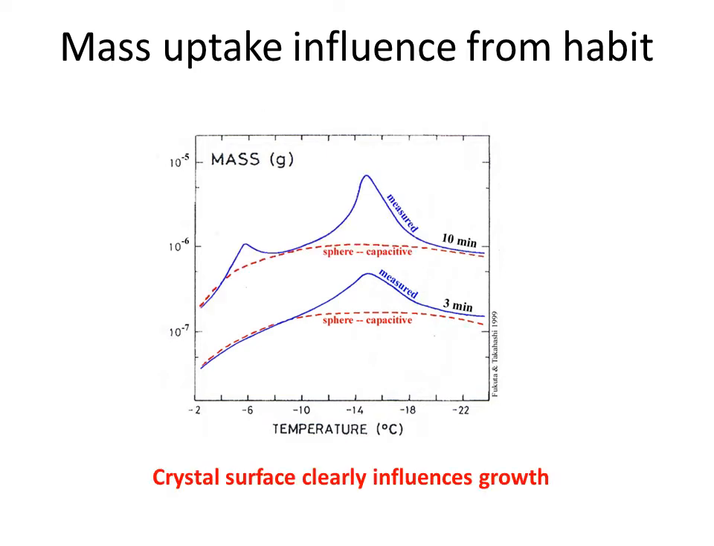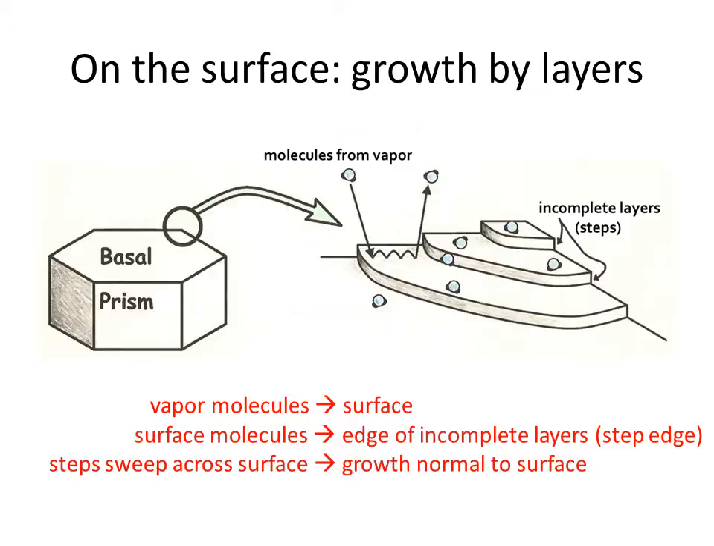After 10 minutes, the tabular or dendritic crystals are picking up speed here, and the peak gets larger, but also a new peak appears. The columns and needles are kicking in. So the mass uptake peaks are due to the habits, which are driven by the surface. Clearly, growth is being influenced by the surface, so let's look at the surface.